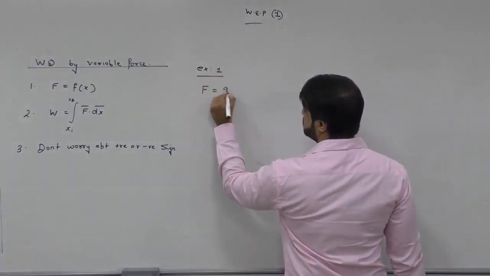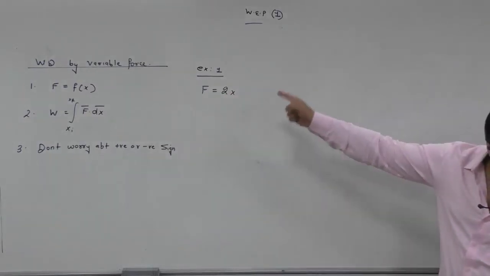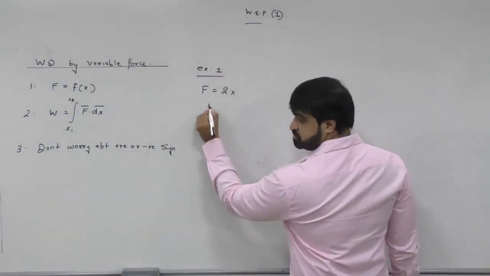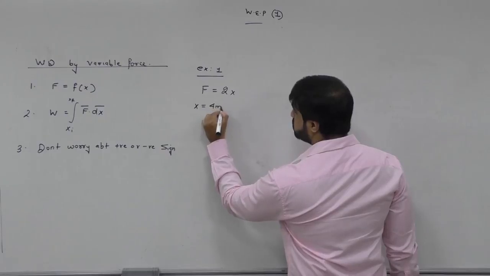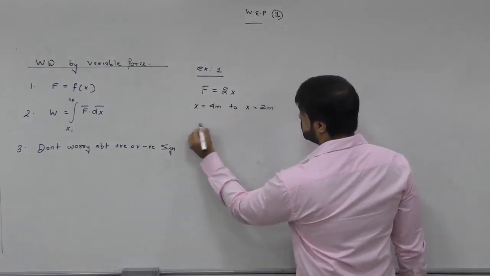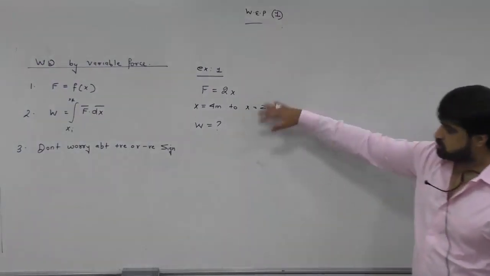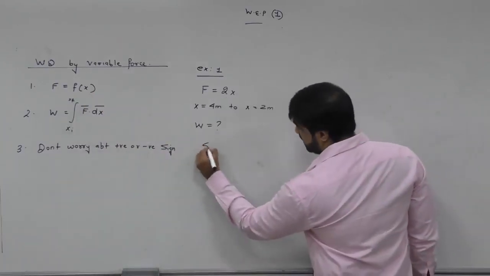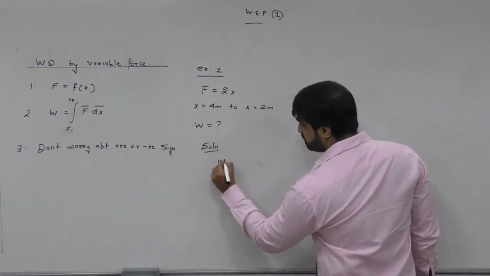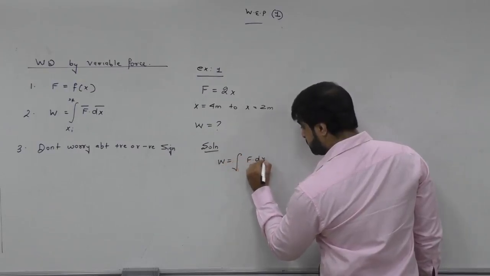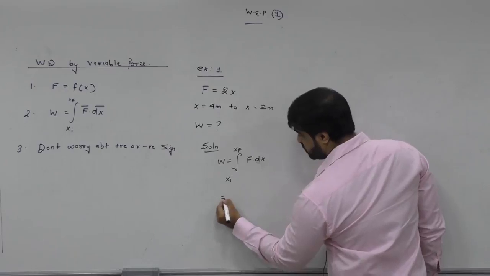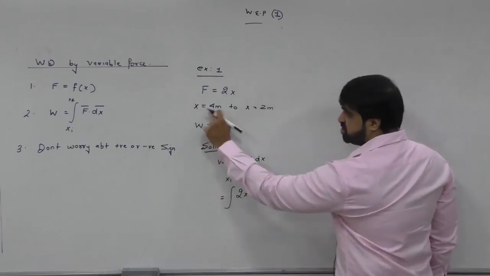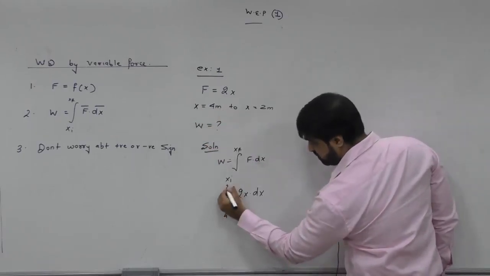Suppose f is given as 2x. Function of x, variable force. You analyze first. Find the work done in going from x equal to 4 to x equal to 2 meters. So once you analyze it as a function of x, apply the formula. What is the formula? Work done is integration from initial to final of f dx. What is f? 2x dx. Initial is 4, final is 2.